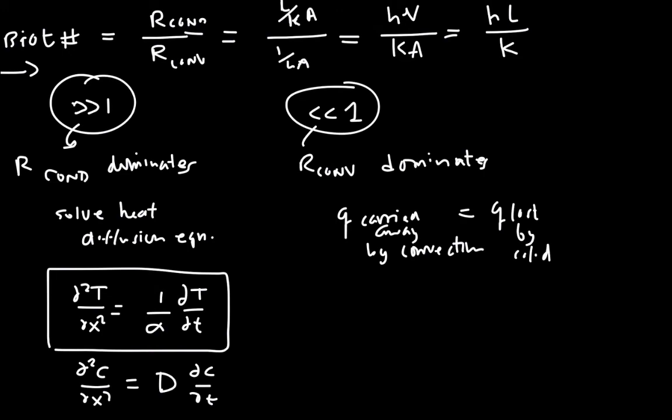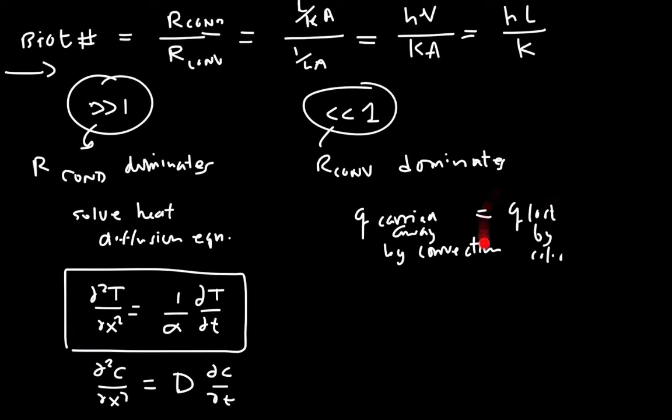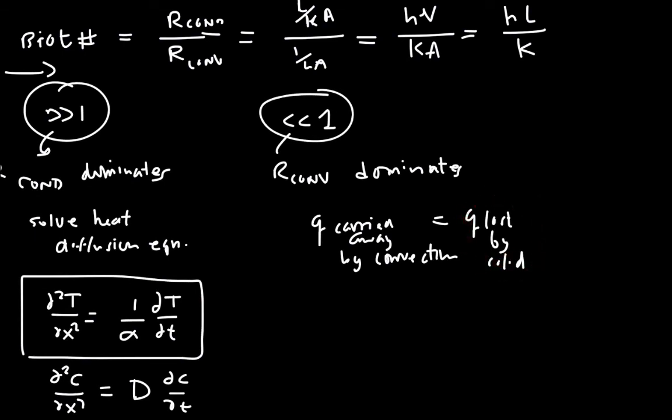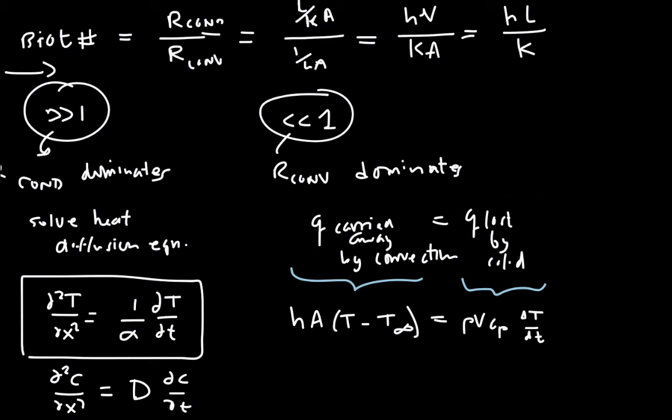How does this heat lost by the solid show up? This shows up as a drop in temperature. So you end up setting hA(T minus T infinity), the heat that is carried away through convection, equal to the heat that is lost by the solid, and that ends up being rho V Cp dT dt, the change in internal energy that is reflected in the drop in temperature with time.